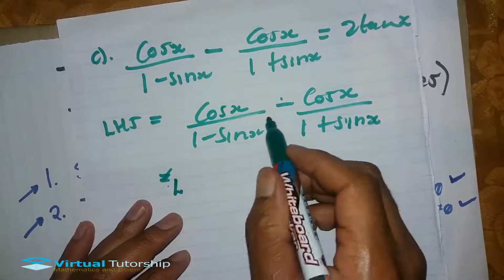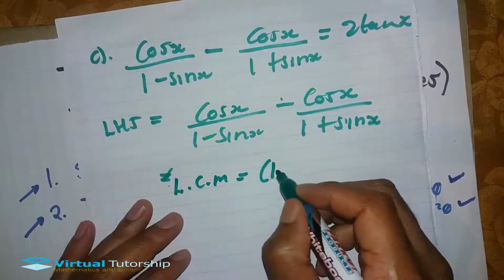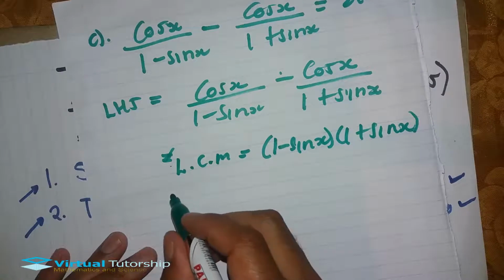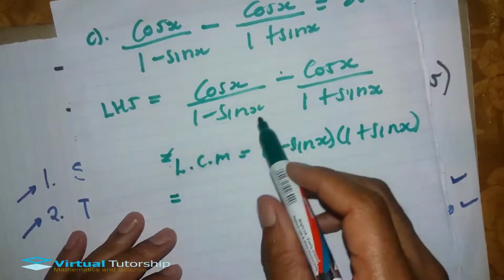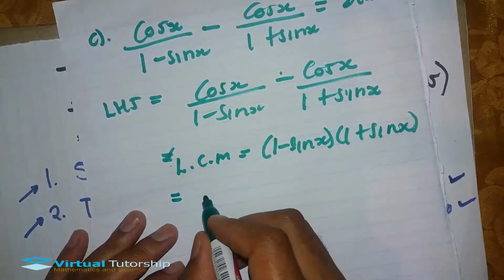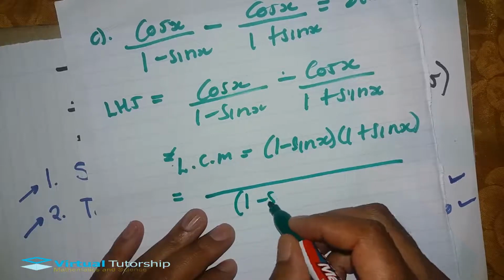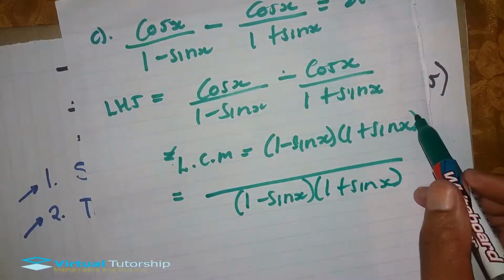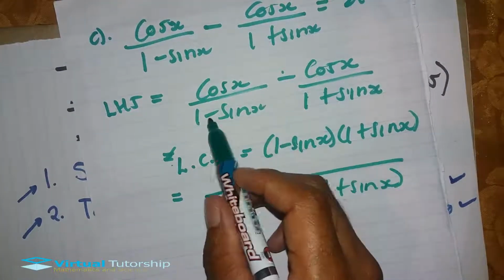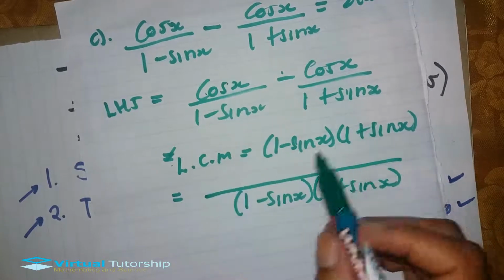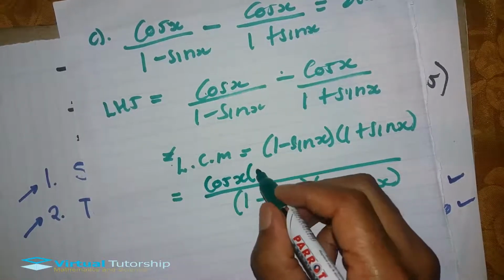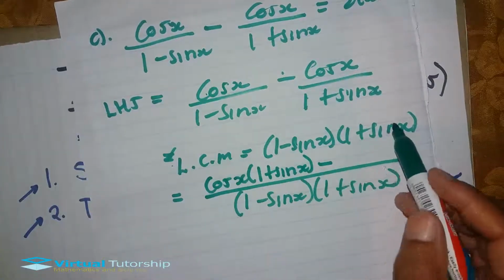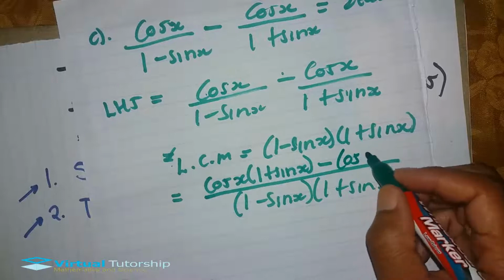The first thing you must ask yourself is what the LCM is. In this case the LCM is 1 minus sine x times 1 plus sine x. So I take my LCM, multiply each term by it, and then divide by it again. So after multiplying, this term cancels with that one, leaving this one, and you write it at the top: 1 plus sine x, minus, multiplying the other term by my LCM, that one cancels and cos x remains.